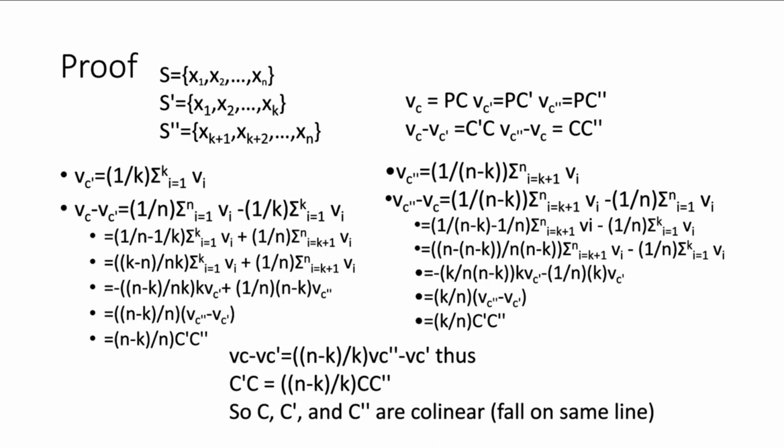From there, we can get to this relationship and see that C prime C is equal to n minus k over k times C prime C double prime. And it also shows that all 3 points fall on the same line, also known as collinear.